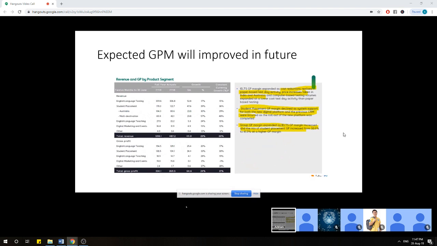And also, I expect the gross margin will improve in future, because currently the gross margin reflects the paper-based test. Currently, they are moving into computer-based testing, so I foresee the future margin will improve, which is a good thing. And also STEM, as a student placement margin, will also improve, because right now they are quite aggressive investing into the digital platform, where the amortization and depreciation will be reduced in coming years, so the margin will improve again.